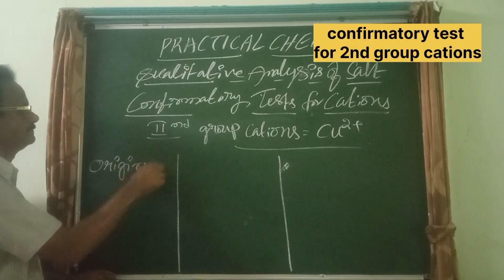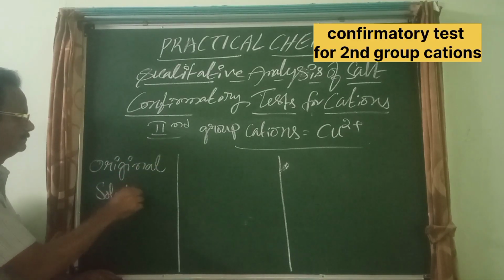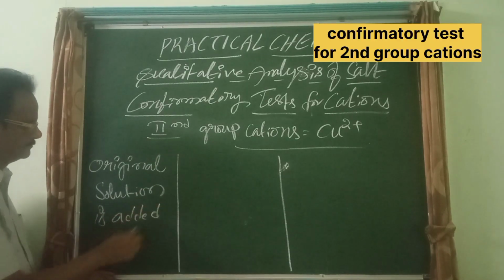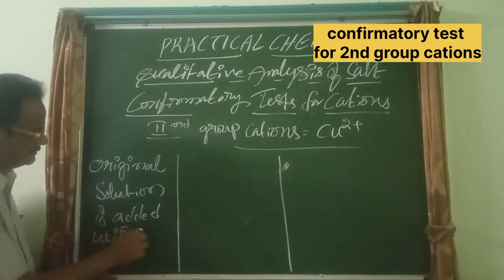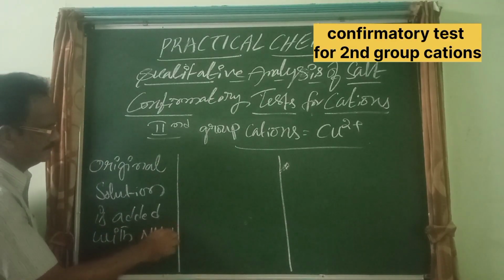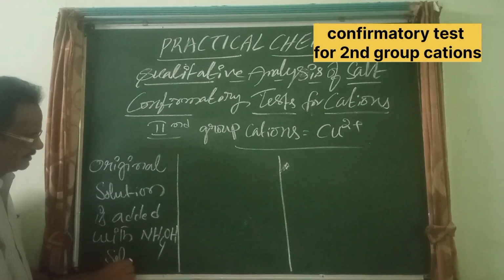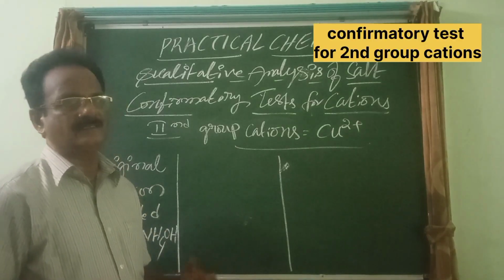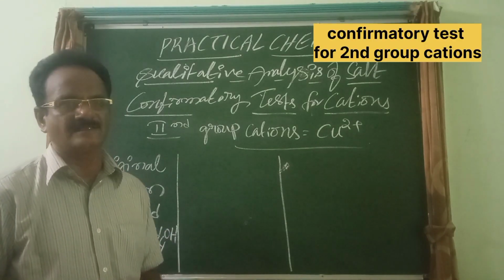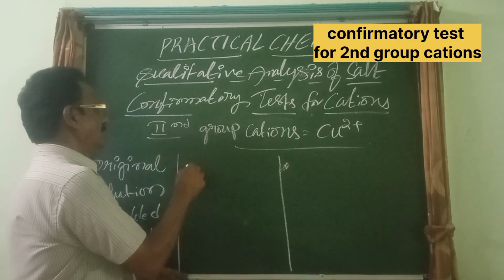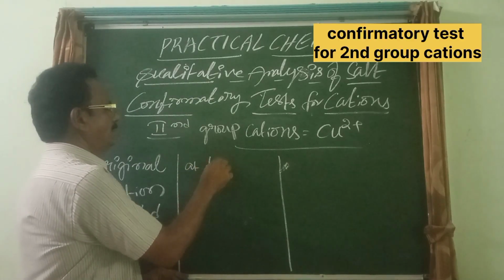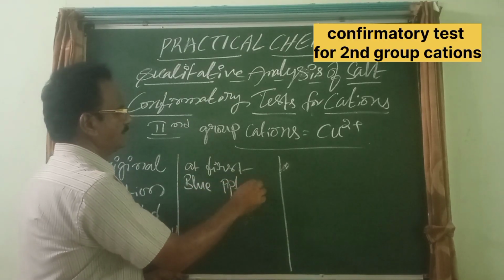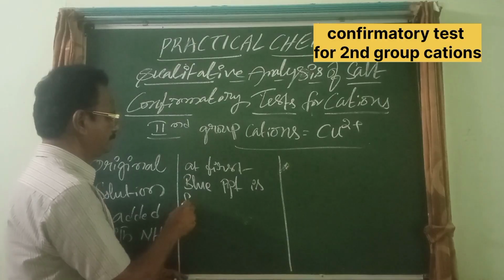Original solution is added with ammonium hydroxide, NH4OH solution, ammonium hydroxide solution. Okay, here if copper is there, Cu2+ is there in the given salt, at first a blue precipitate is formed.